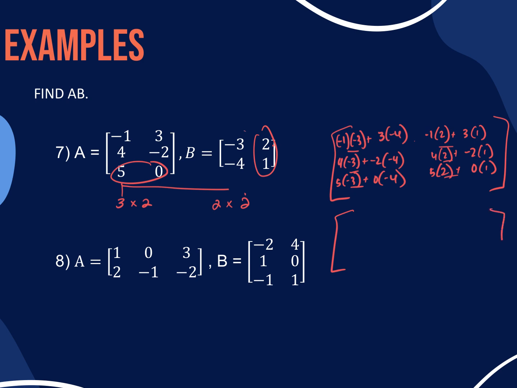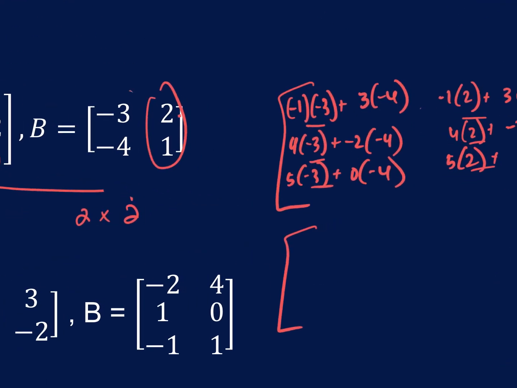So I'm going to just kind of go here again. -3 times -3 is 3 minus 12. I'll do the math after. The next, I'm going to go down one. I'm going to do -12 plus 8. And the bottom one is -15 plus 0.